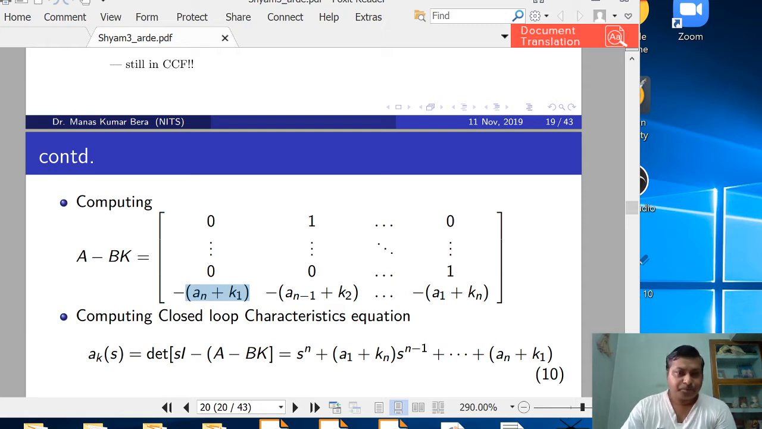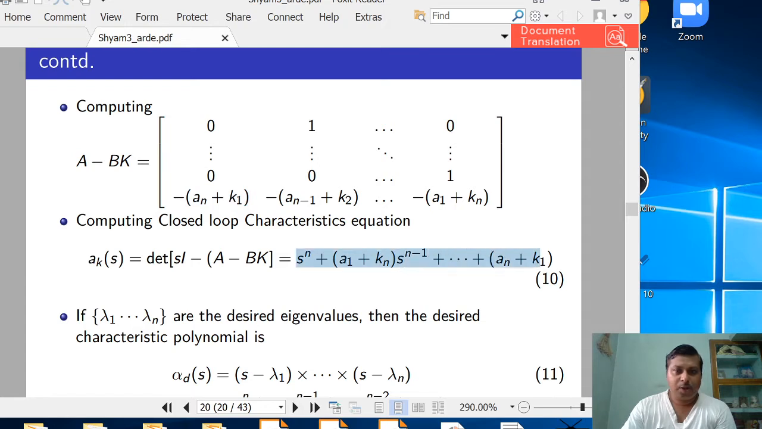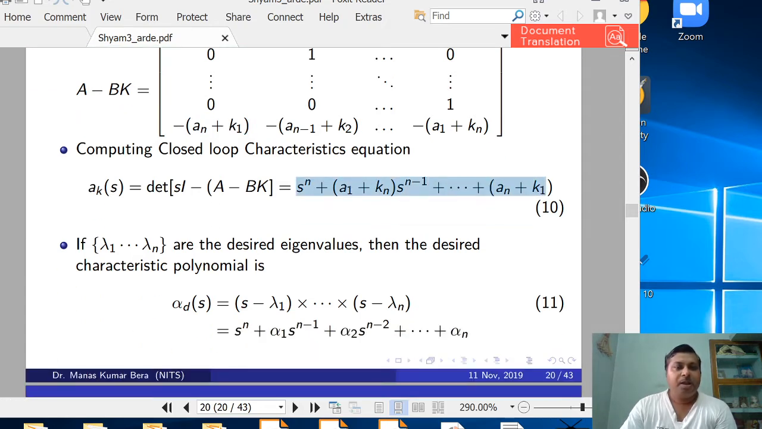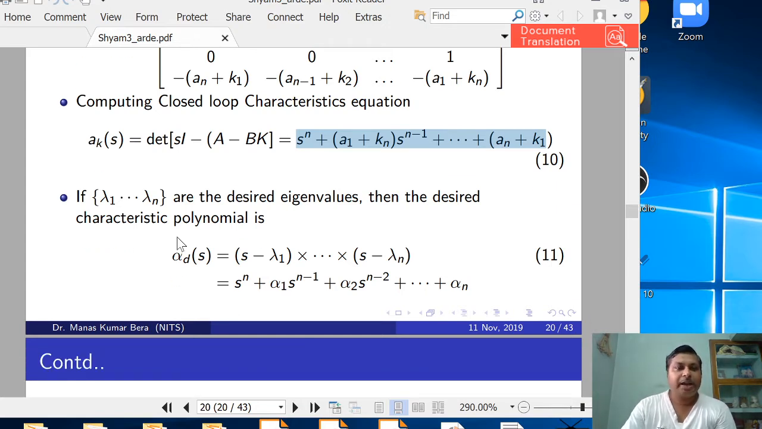So now if this is known to us, then you see, if we want to place the poles of the closed loop system at the desired locations like lambda 1, lambda 2, lambda n, then we can find the desired characteristic polynomial.